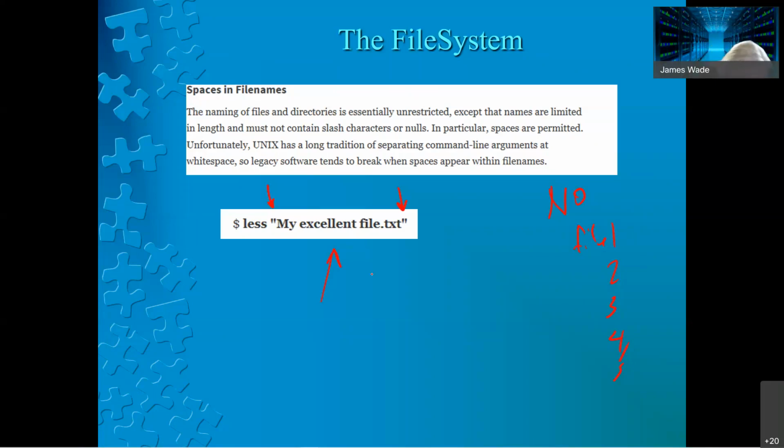But here's what we do: you can either use a minus sign or you can use the underscore, or how many of y'all have heard of camel case? How about camel case? Anybody heard of that? Yes or no?